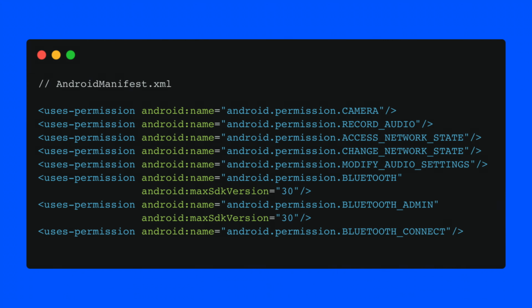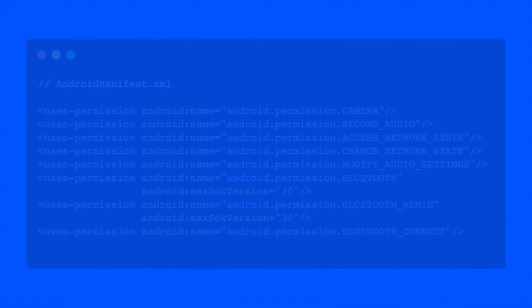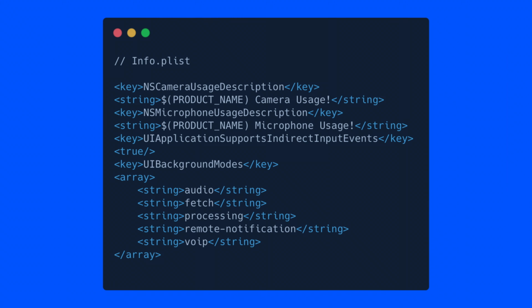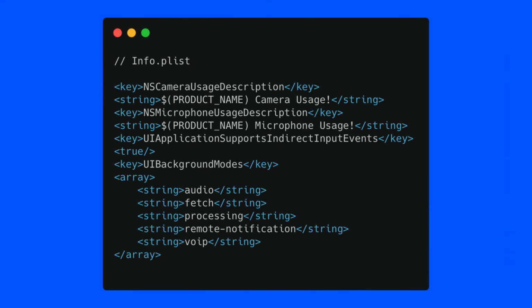Next up, you need to add some permissions to your app to support everything required for video calling. These are permissions such as camera, microphone, Bluetooth, and more. For Android, this is in the AndroidManifest.xml, while for iOS, this is in the Info.plist. There are some additional permissions that you may need for features such as screen sharing or call ringing that are not shown here. Please check the related guides for more information.